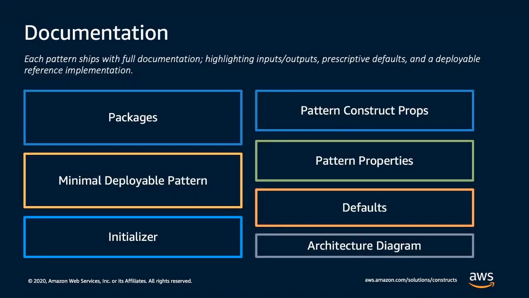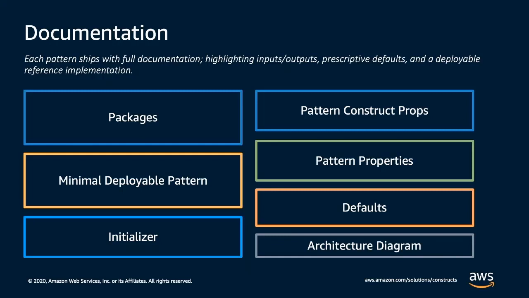Each pattern in the library ships with a full suite of documentation to make it easier for us to start building with it and to also let us tailor it to the unique needs of our application. This provides information on where we can install the pattern from, how can we start using it right away, which properties we can customize, which underlying resources we can access to do things like linking multiple patterns together, a full summary on the pre-configured best practice defaults, and finally an architecture diagram to see exactly what we're getting from the pattern.